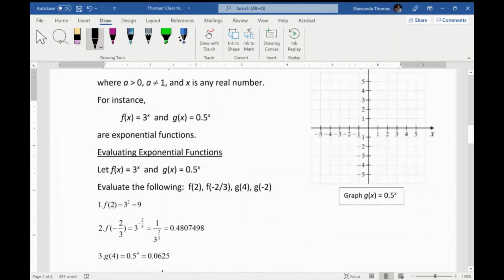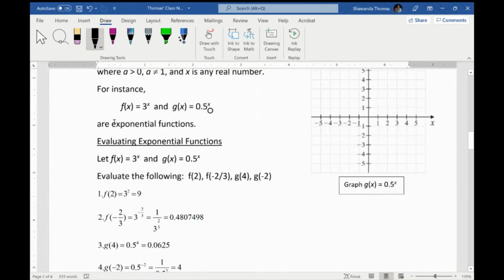All right, so let's say we have f of X equals 3 to the X. Let's just look at the first one. And I say evaluate the following, f of 2. That one's pretty simple, right? F of 2 is pretty simple. We get 3 squared, which is 9.